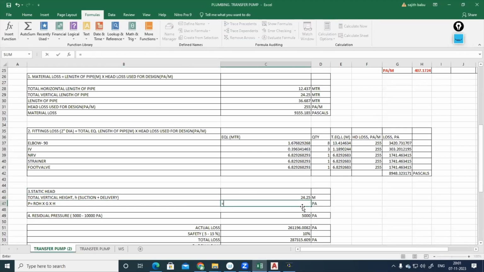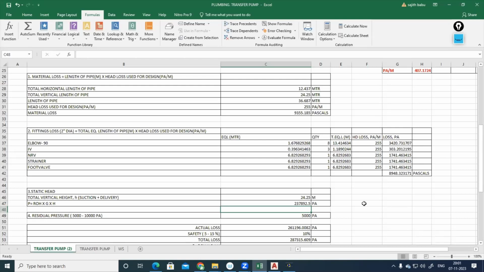Now from this equation, you can find P is equal to rho GH. Rho is 1000, G is 9.81, H is equal to 24.25. So nearly 2,37,892 Pascal. Comparing to all the other losses, normally static head will be the highest loss. So static head also we have to calculate.